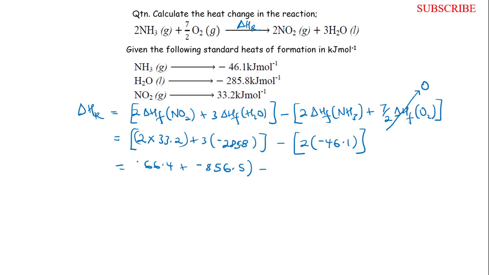then 2 times negative 46.1, which will be negative 92.2. So we shall remain with 66.4 plus negative 856.5, then plus 92.2. So the answer becomes negative 697.9 kilojoules per mole. So this will be the enthalpy change of our reaction given the enthalpies of formation.